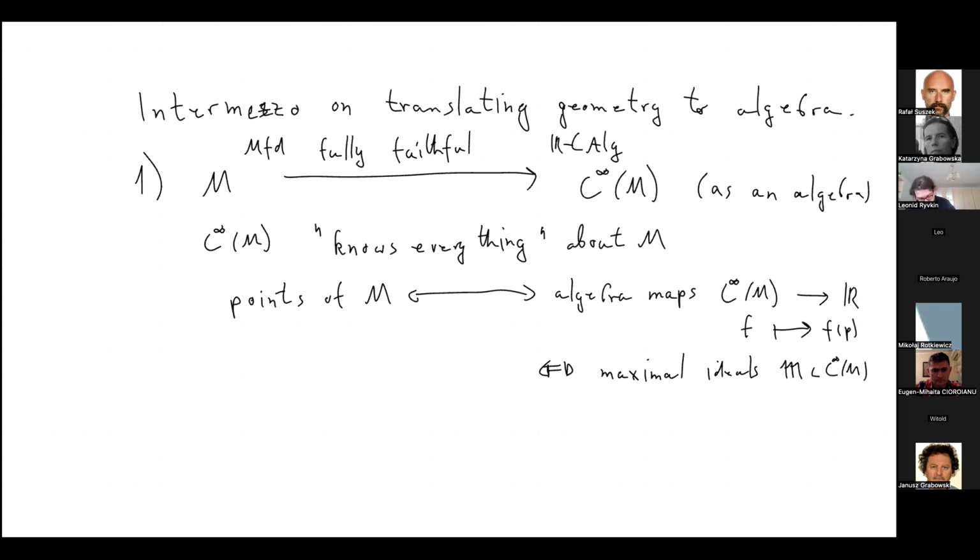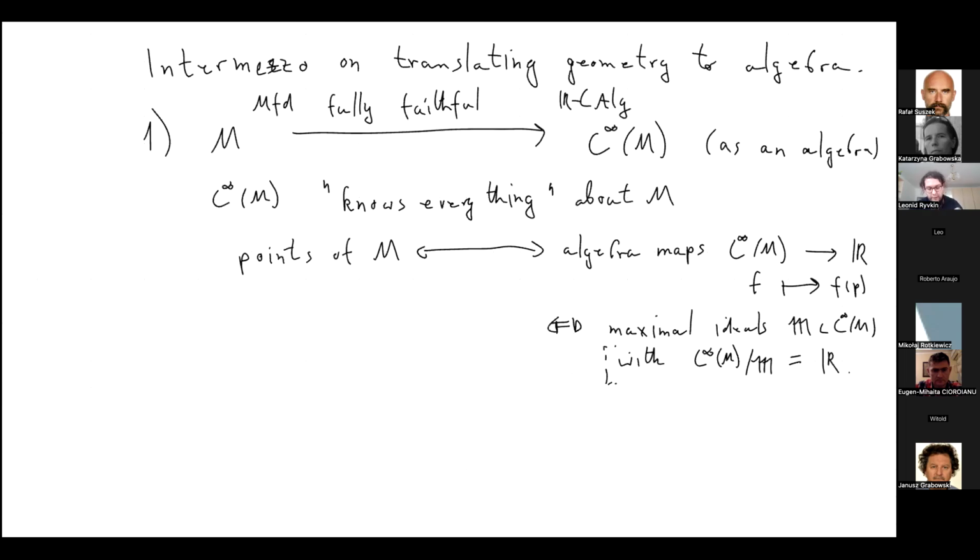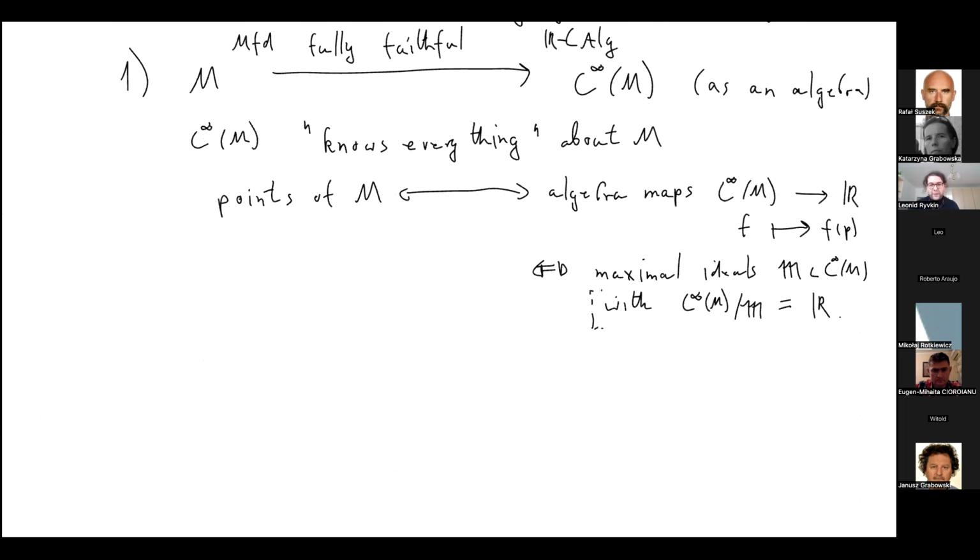With C infinity M mod M, this will always be a field, but it could be a different field in general, and we want this field to be R. For compact manifolds, this second condition is not necessary. There, all maximal ideals are given by points. In a general non-compact manifold, we have additional maximal ideals, which are a little bit messy, and we don't want to talk about them. So we get points back as those with residue field R.